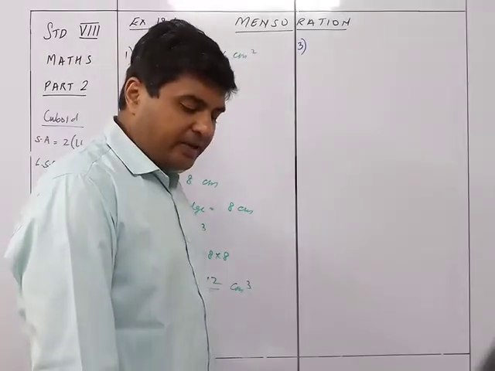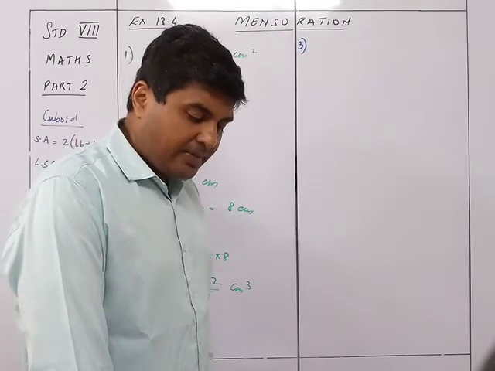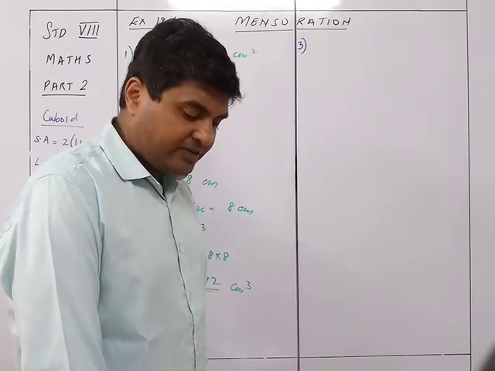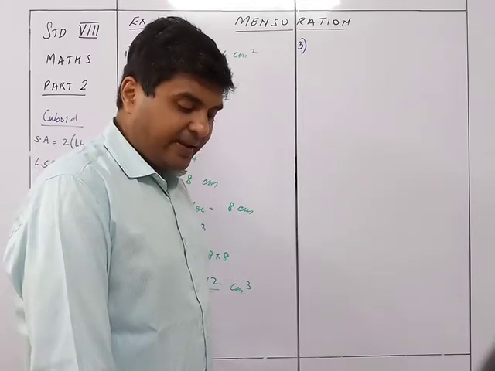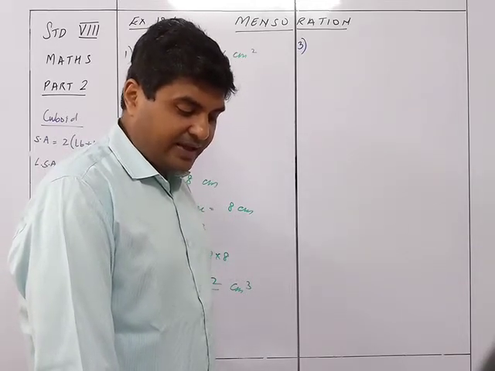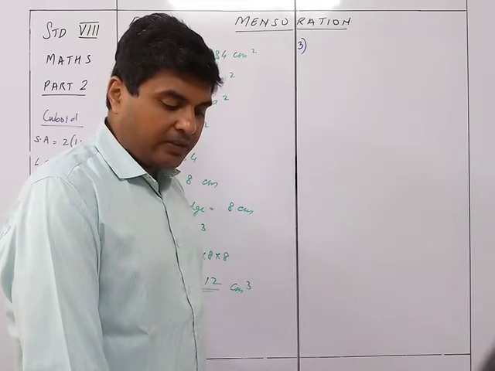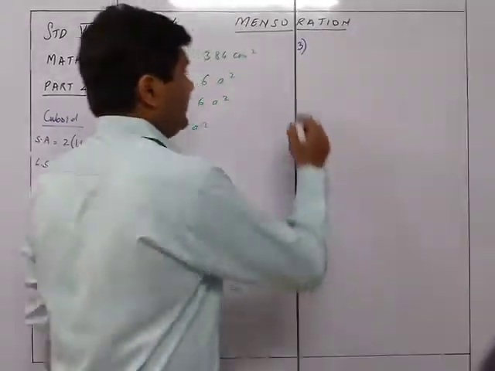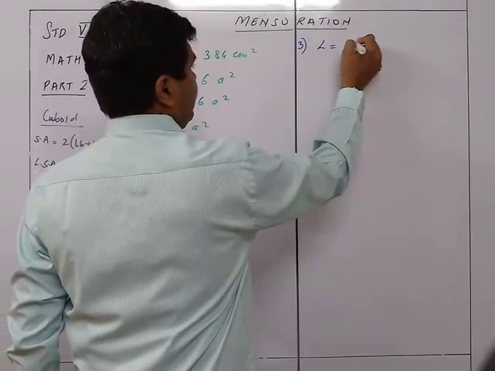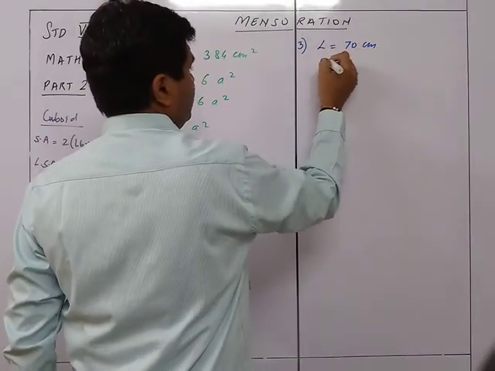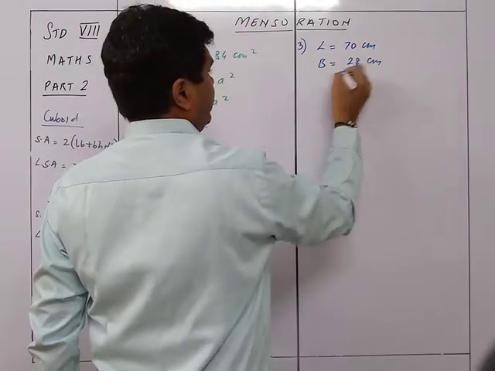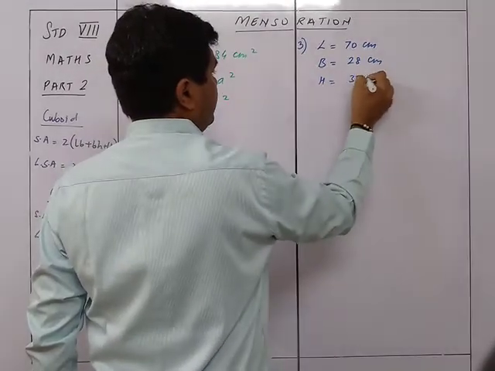An aquarium is in the form of a cuboid whose external measurements are 70 centimeters by 28 centimeters by 35 centimeters. The base, side faces and the back face are to be covered with a colored paper. Find the area of the paper needed. So what we have is length is equal to 70 centimeters, breadth is equal to 28 centimeters, and the height is equal to 35 centimeters.